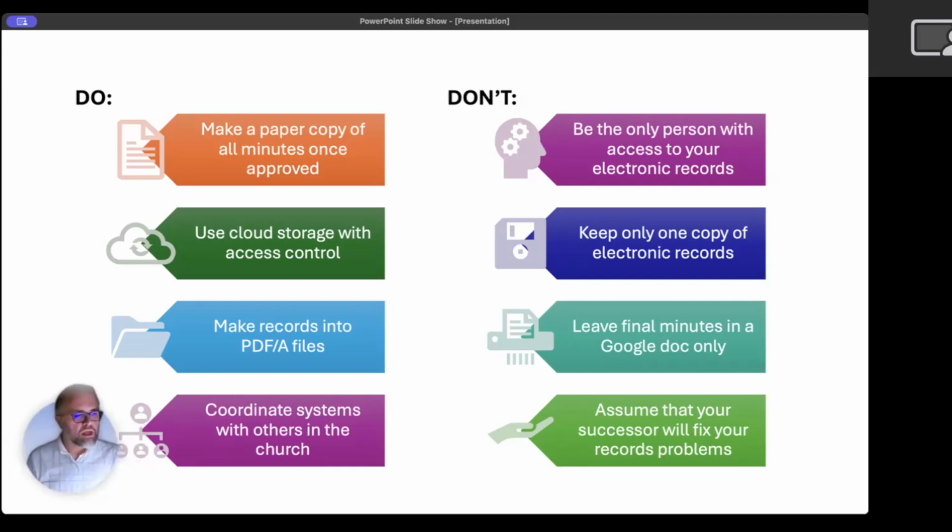Just take the time to save it to a PDF in a separate folder so you've got it ready to go. And the last thing, don't assume that your successor is going to fix your records problems. Don't pass your problems off to somebody else if at all possible. Sometimes this is what happens. Sometimes you've got to step away as clerk unexpectedly. But let that be the exception. Do a good job of putting your records in a space that others can access them, and that meet these do's and don'ts as well as possible.